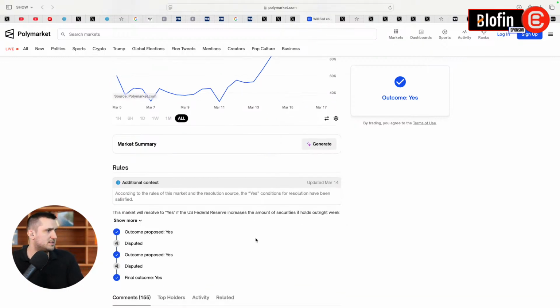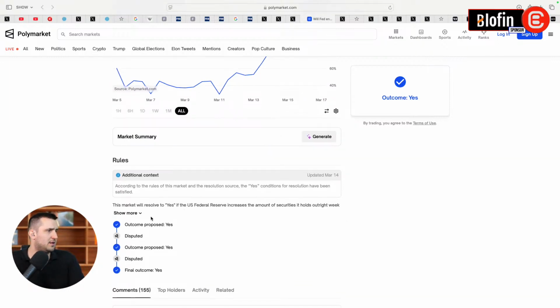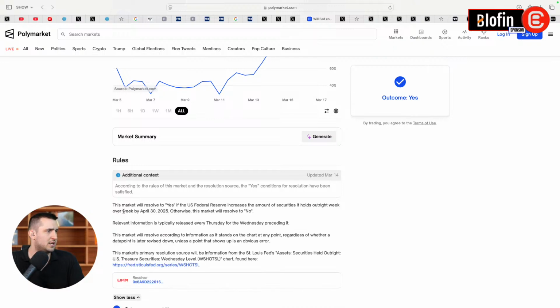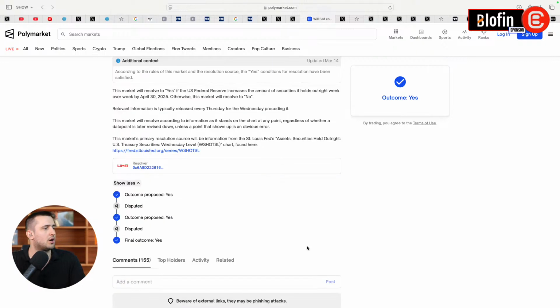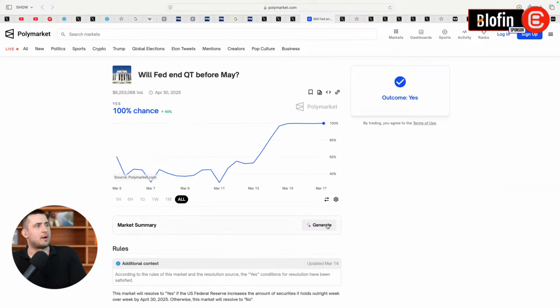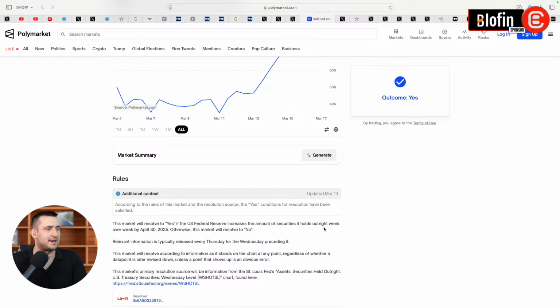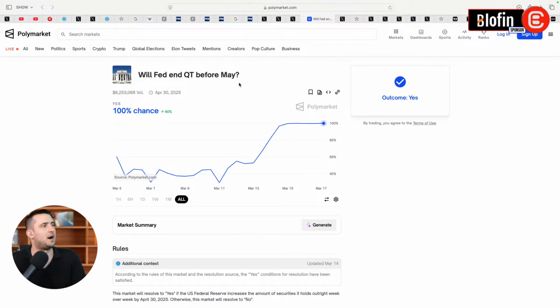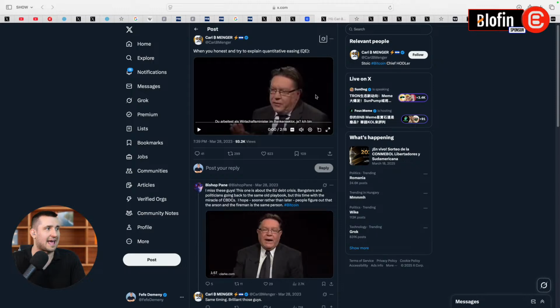Let me just see, what is the outcome? If the US Federal Reserve increases the amount of securities it holds outright week over week by April 30. Okay, yeah. So anyway, I just see it already, it's going to be a controversial one, but there is a 100% chance on the end of quantitative tightening. And then quantitative easing can start.